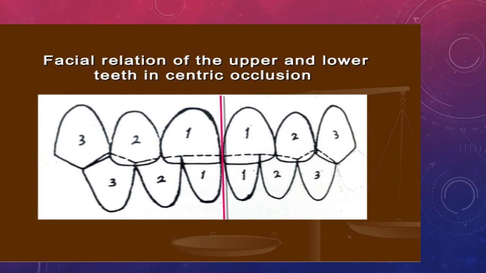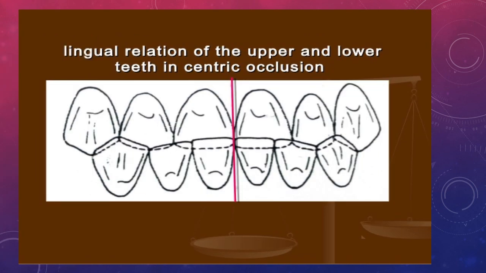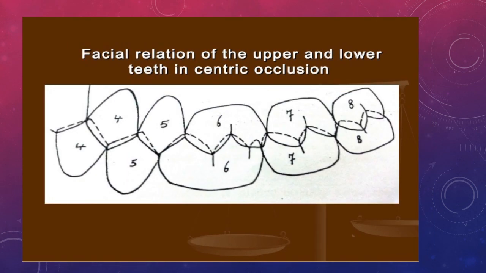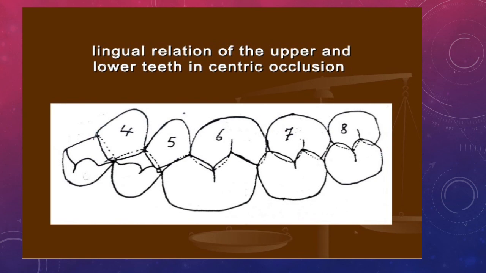Now you can look at this photo for the relations of the upper and lower teeth in centric occlusion. Lingual relations of the upper and lower teeth in centric occlusion. Facial relations of the upper and lower teeth in centric occlusion. Lingual relations of the upper and lower teeth in centric occlusion.